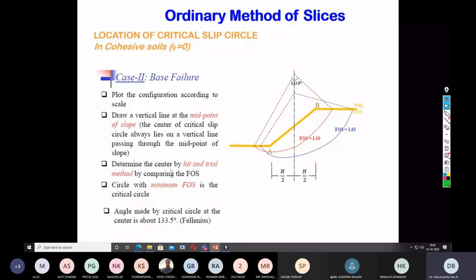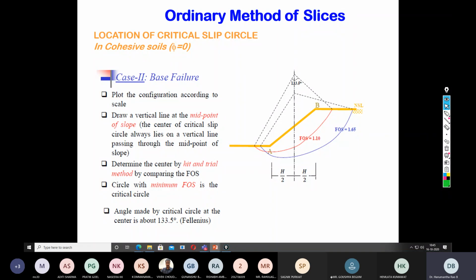Determine the center by hit and trial method by comparing the factor of safety. So again, I'm reiterating, this is a trial and error method. The circle with the minimum factor of safety value is the critical circle. The angle made by the critical circle at the center is about 133.5 degrees, as per Fellenius's recommendation.